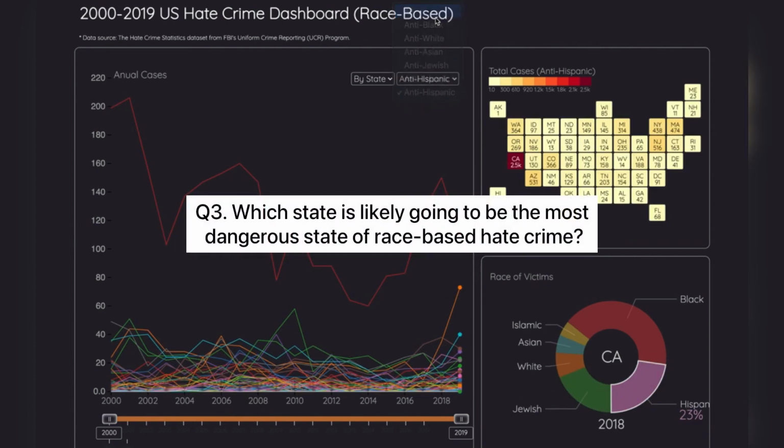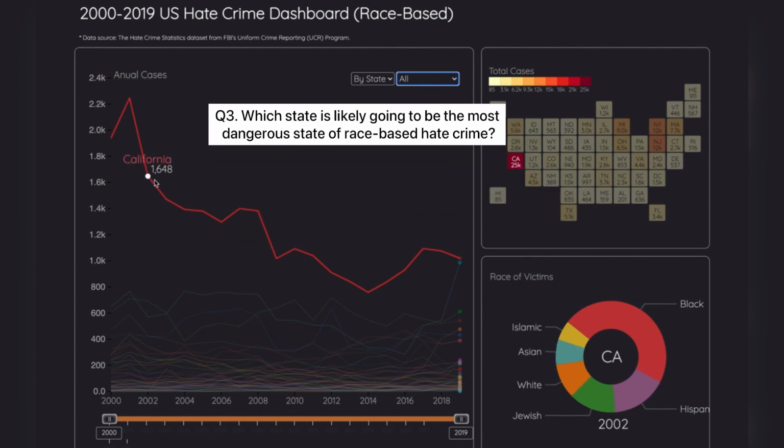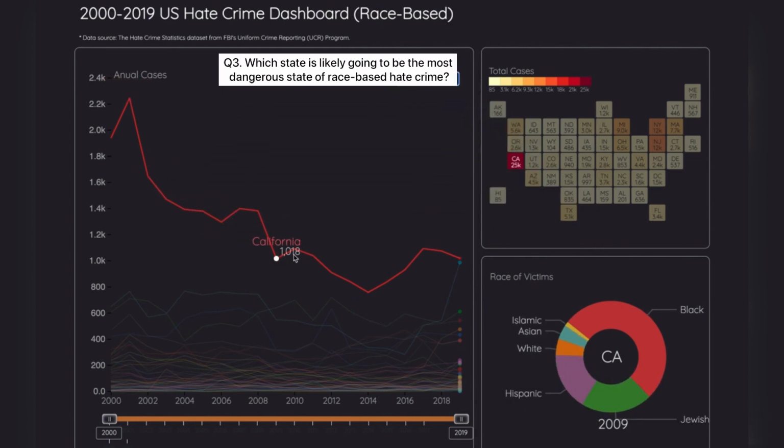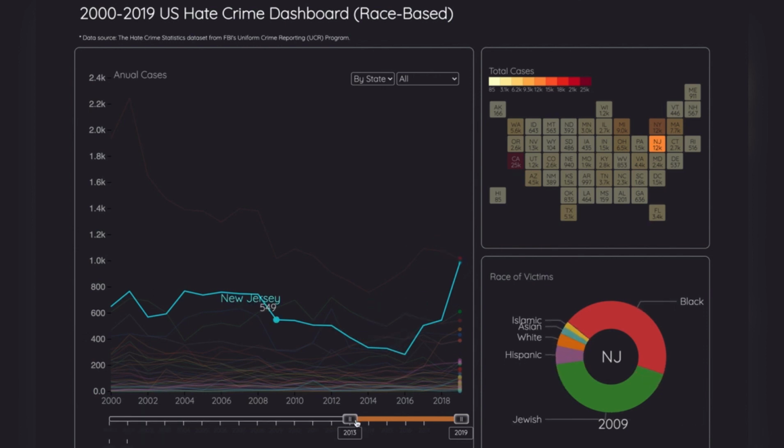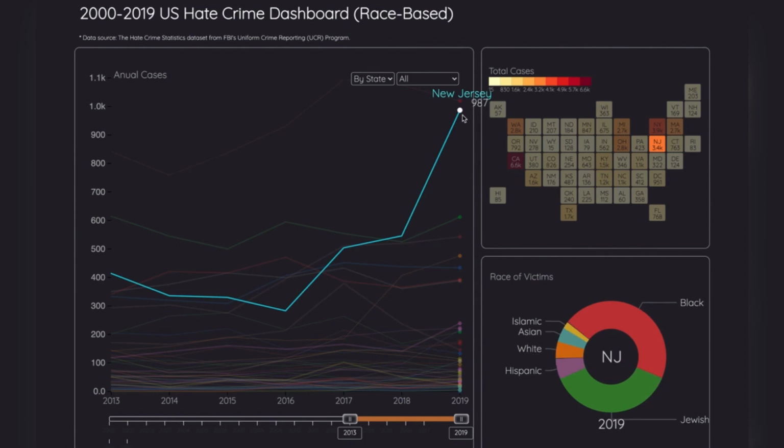For the last question, even though California has the largest cumulative case number, by examining the trend panel, we can tell its annual reporting number has been decreasing steadily over the years. But in contrast, New Jersey's annual number has been going crazy recently. It's very likely to surpass California to be the most dangerous state for hate crime.